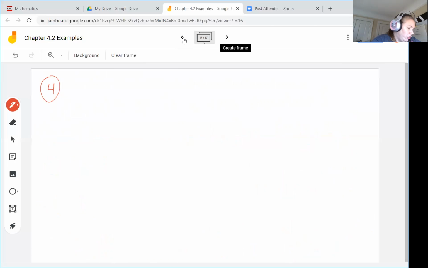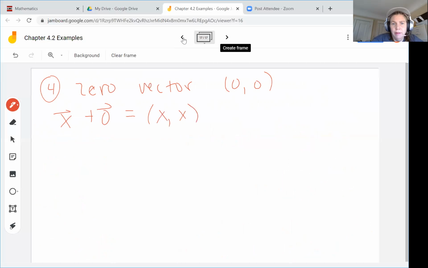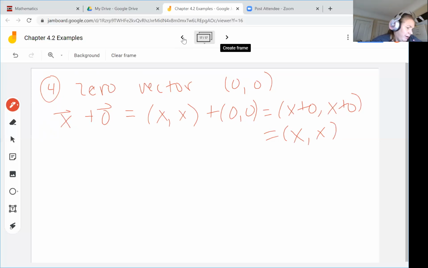So we have to show that there's a 0 vector. Well, the 0 vector is just (0, 0). That's easy. So vector (x, x) plus the 0 vector is just (x, x) plus (0, 0). So you get x plus 0 and x plus 0, which is just (x, x) again. So there's your additive identity.